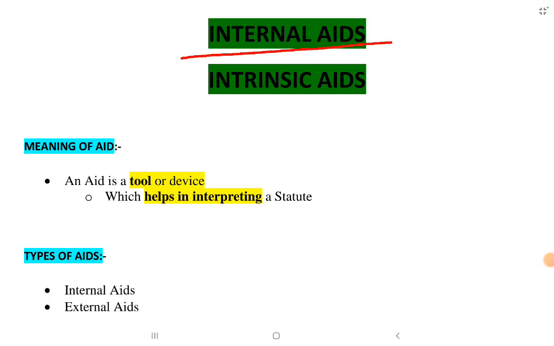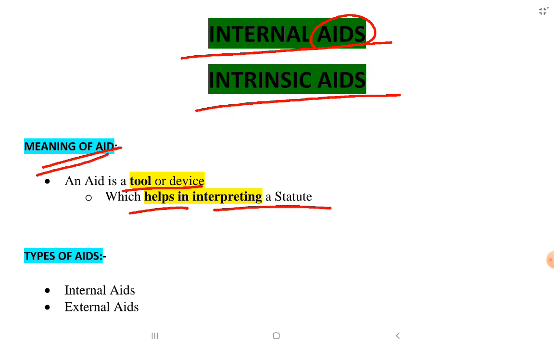Internal aids or intrinsic aids. Before finding the meaning of internal aids, first we will find the meaning of aids. Meaning of aid. An aid is a tool or device which helps in interpreting a statute. Aids are tools and devices which help in interpreting statutes or interpreting any act. So this was the meaning of aid.